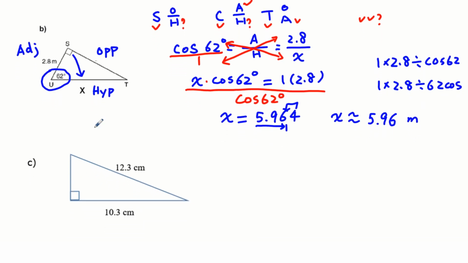Then question C. Question C, you will see we don't have any angle. It asks you to solve for one of the angles. We are going to just solve for this angle. It didn't give you the angle, so just solve for this one, angle A.